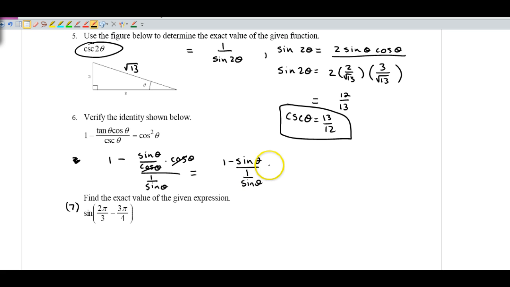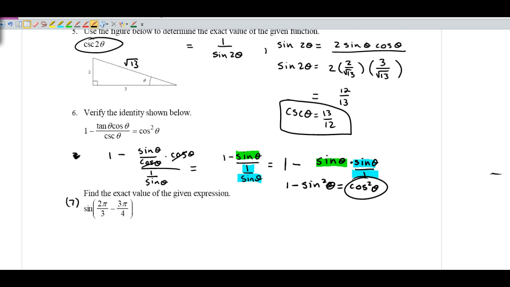Okay, so then this is equal to 1 minus sine theta. That sine is this one, and I'm going to multiply it by this sine. So now this is equal to 1 minus sine times sine theta over 1, which was this sine here. And I have 1 minus sine squared theta, which is cosine squared theta. Awesome. So next thing we're going to do is this.